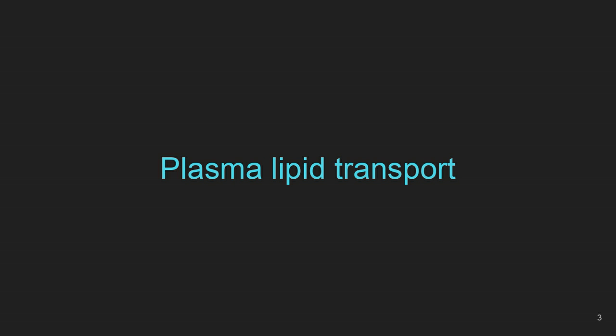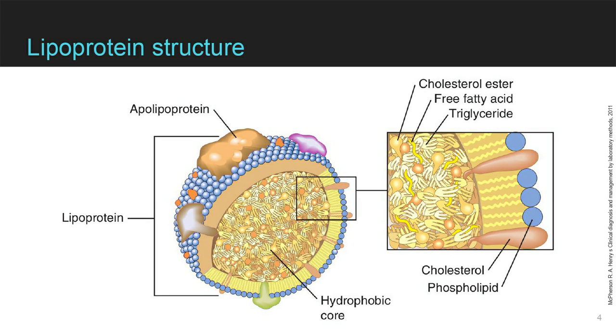So, plasma lipid transport. Here you can see the general structure of lipoproteins. They have three main components. The first component is the lipids, which we have to transport from one organ to another organ. We call this structure the hydrophobic core. You can see it in the center of this circle. Because hydrophobic chemicals cannot interact with water, we have to produce a specific structure, the phospholipid monolayer. Here you can see the bluish structure which surrounds the hydrophobic core.